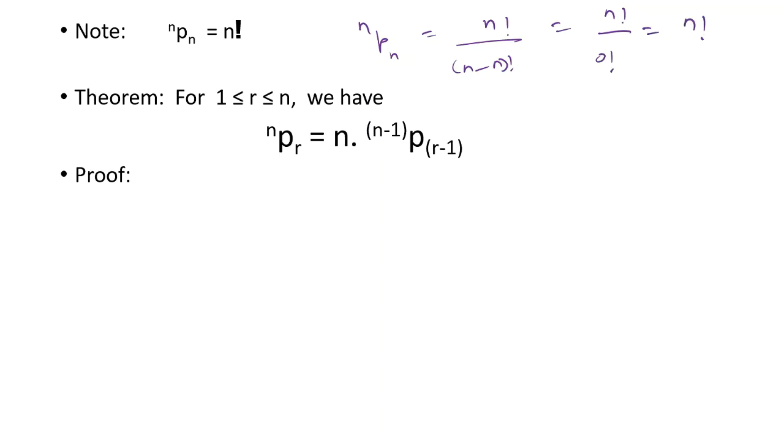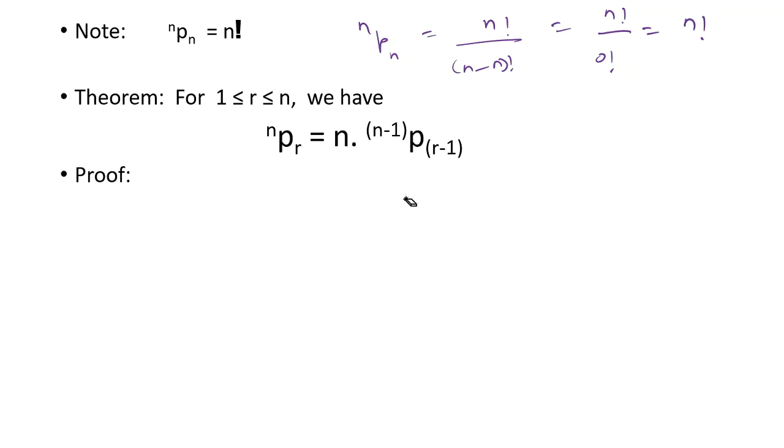And now we have this interesting theorem. The statement of the theorem is like this: if n, r are positive integers and r is less than or equal to n, then nPr is equal to n times (n minus 1)P(r minus 1). So here the condition is r should be greater than or equal to 1. I repeat, nPr is equal to n times (n minus 1)P(r minus 1). So this is the formula that you have to prove.